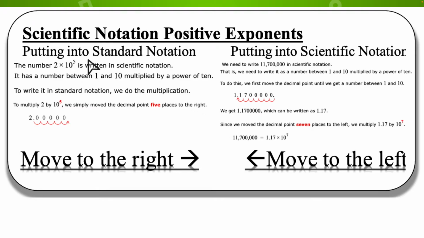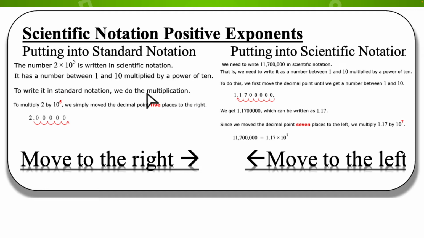So when we're putting it into standard notation, that means we're starting with scientific notation. The number 2 times 10 to the 5th is written in scientific notation. It has a number between 1 and 10 multiplied by a power of 10. So we can see that it has a number between 1 and 10. 2 is between 1 and 10. And it's multiplied by a power of 10. So it's always going to be times 10 to some exponent. That's how we write scientific notation.